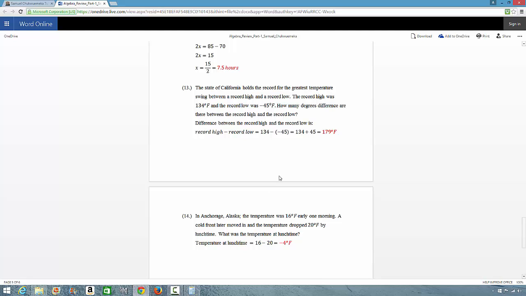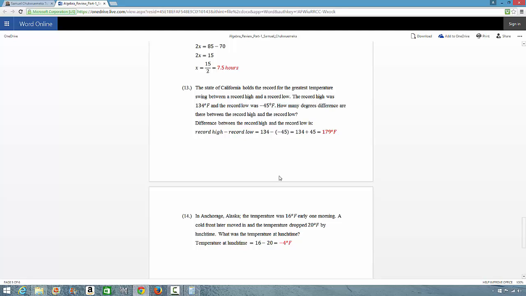Question 13. The state of California holds the record for the greatest temperature swing between a record high and a record low. The record high was 134 degrees Fahrenheit, and the record low was negative 45 degrees Fahrenheit. How many degrees difference are there between the record high and the record low?